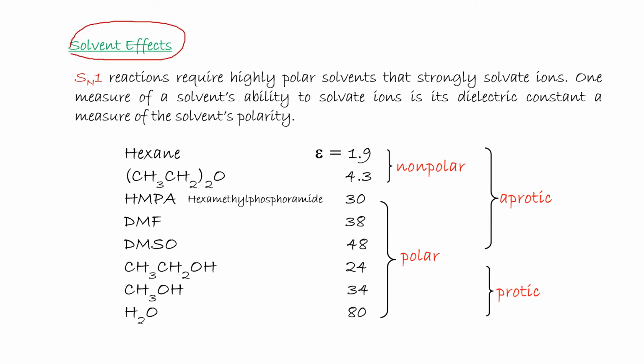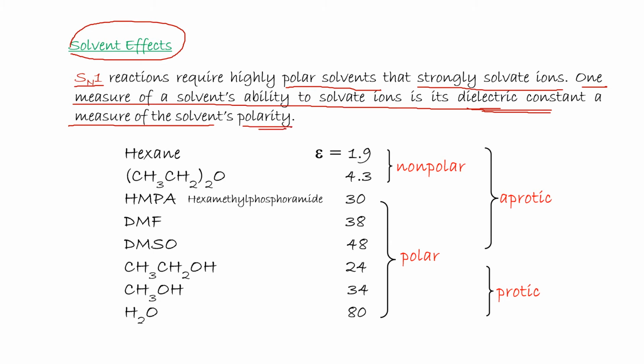Solvent effect. SN1 reactions require a highly polar solvent that strongly solvates ions. One measure of the solvent's ability to solvate ions is its dielectric constant, a measure of the solvent's polarity. Hexane is nonpolar, with a very small dielectric constant. Ether, 4.3. Hexamethyl phosphoramide, polar, 30 dielectric constant. Dimethyl formamide, 38. Dimethyl sulfoxide, 48.